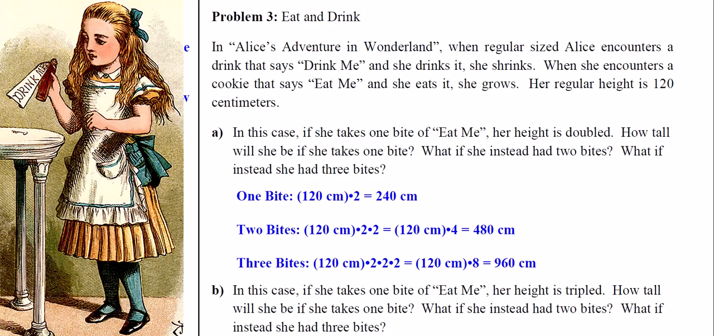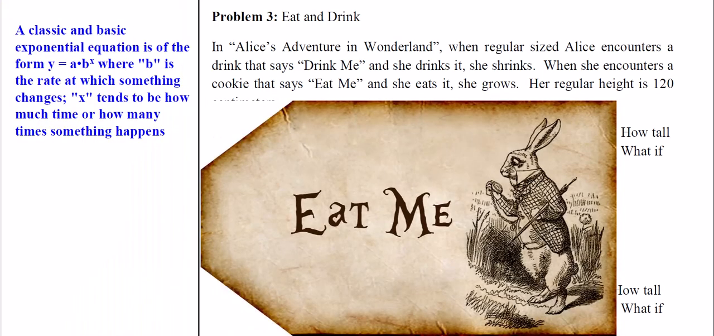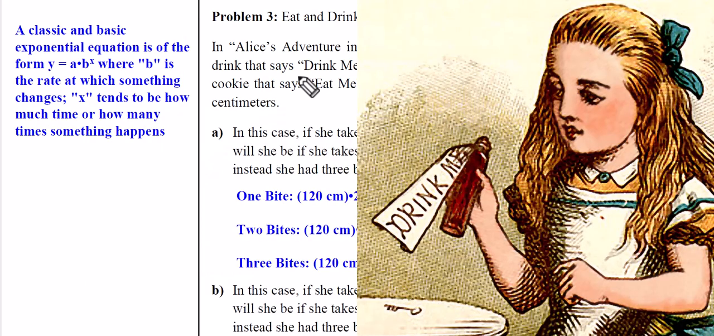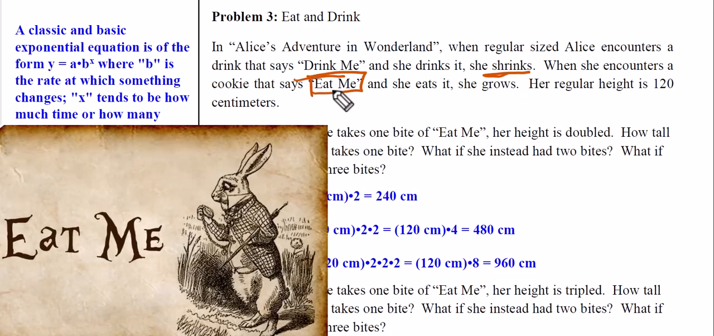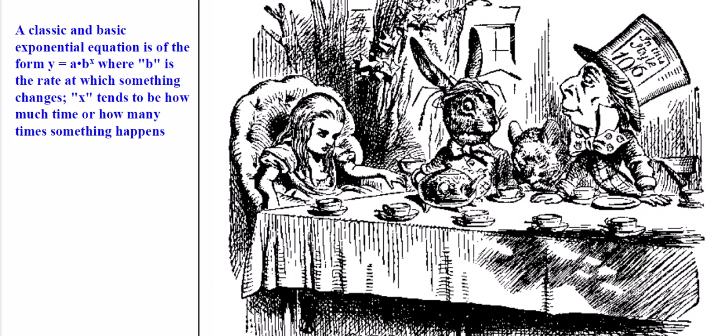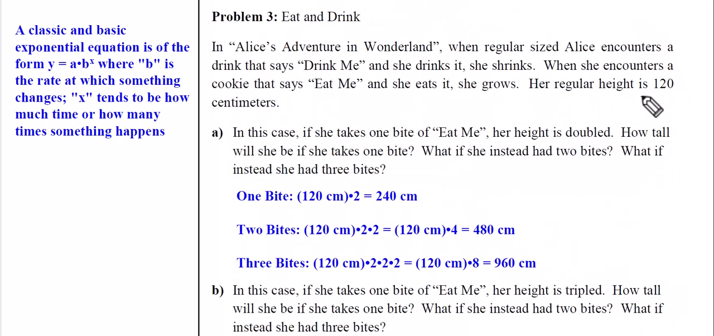So in Alice in Wonderland, she ends up encountering cookies that say "Eat me" and a little drink that says "Drink me." Now every time she does the "Drink me," she shrinks because it rhymes. Drink, shrink. Every time she does "Eat me," she ends up growing. Let's say her regular height is 120 centimeters, because the entire world uses metric except for 3 countries. One of those happens to be America.